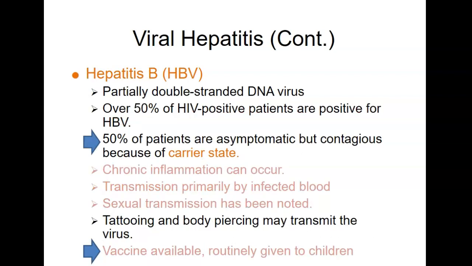So about half the people who have Hep B don't even know it because they don't display a lot of symptoms. That being said, Hep B is easy to transmit patient to patient. It can be transmitted via infected blood, so sharing of needles, or sexual transmission. There are vaccines available and they're routinely given to kids. I think it's a shot and 2 boosters.